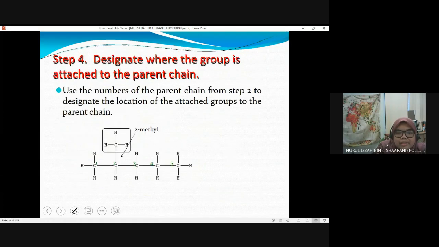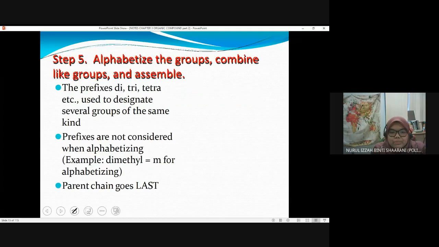So if, say, 2 methyl, we give priority to the attached group to be at the lowest possible number. Then alphabetize the groups, combine like groups and assemble. Let's say we have methyl and ethyl. We look at which one sits in front, which substituent is located in front of the parent chain and which in the middle of the IUPAC name. We arrange it according to alphabetical order.